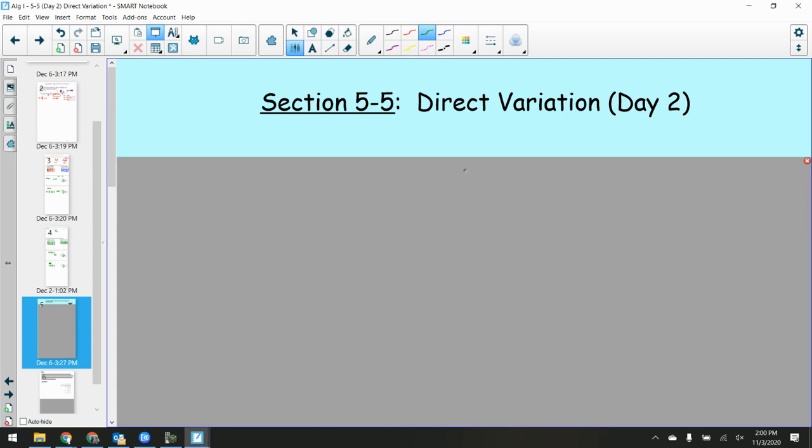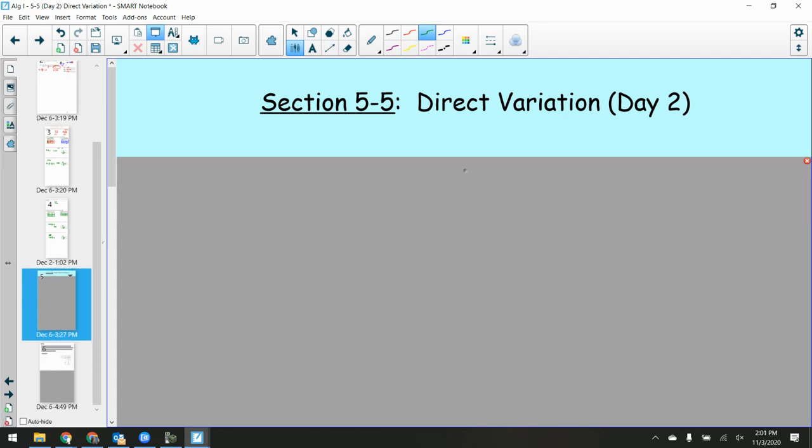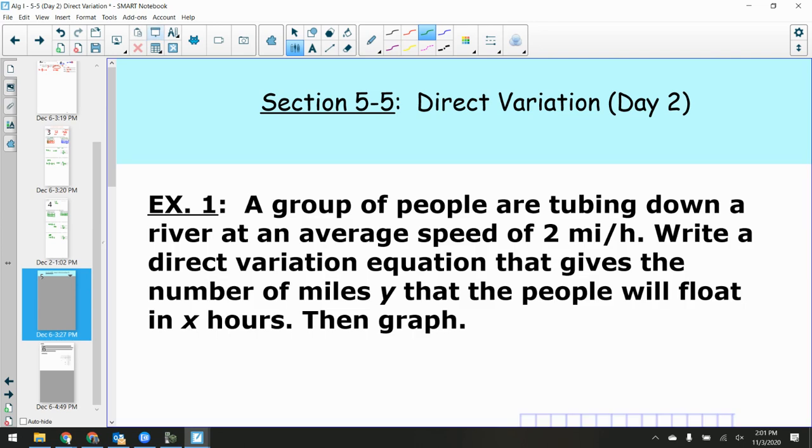Sound good? Okay. Now, this second day of direct variation is really just 2 examples. Look, right here, just 2 examples. That's all we have to get through. One is about word problems. The other one's a little bit more about graphing. Let's take a look at this first word problem example.